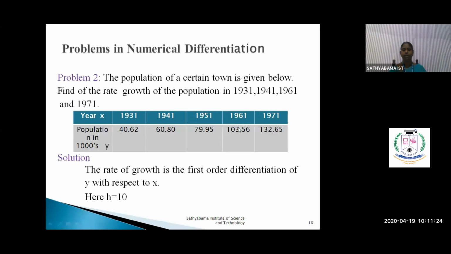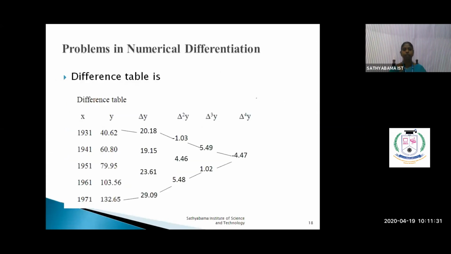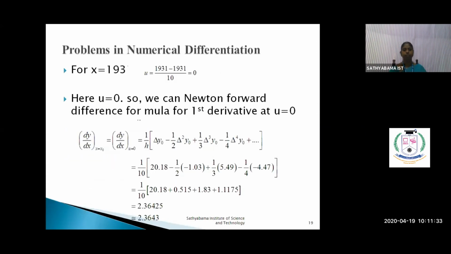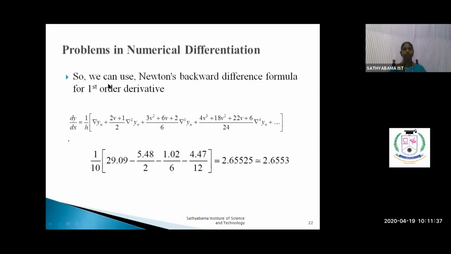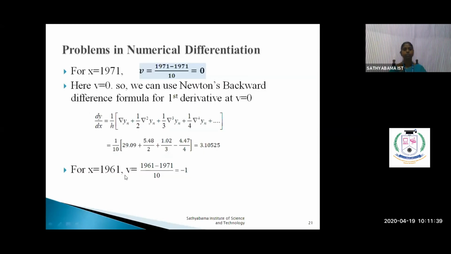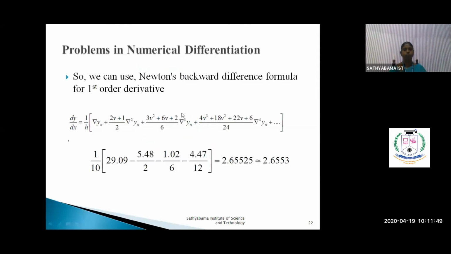1961 is near the end of the table. So definitely you must use that backward difference formula to find the first order derivative. So I can use that formula here. For 1961, what is my v? My v is x minus xn by h. So it is minus 10 by 10, that's equal to minus 1. So now I want to use this backward difference formula to find the first order derivative.